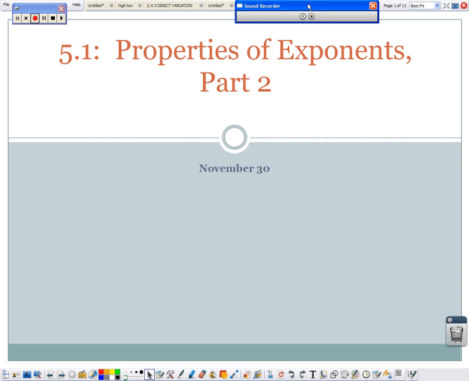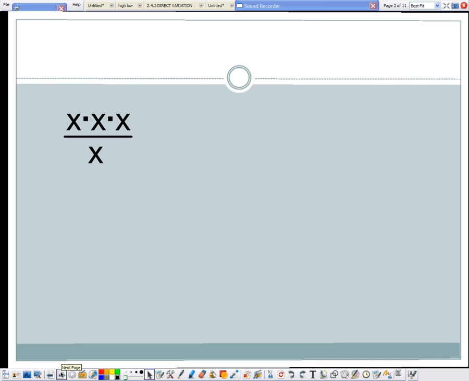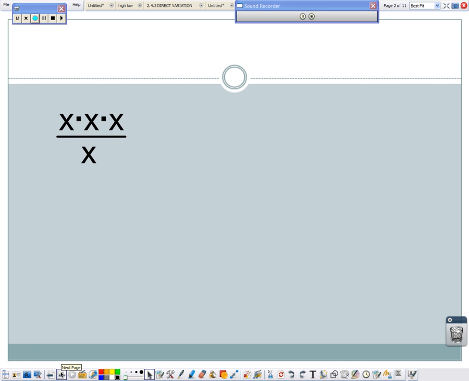All right, this is 5.1 part 2. This will cover the last three properties for exponents.